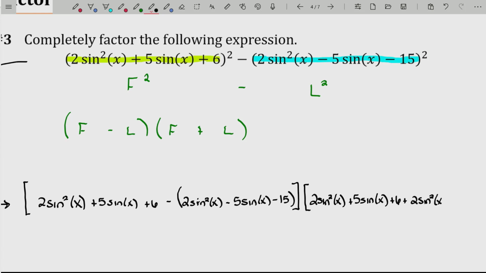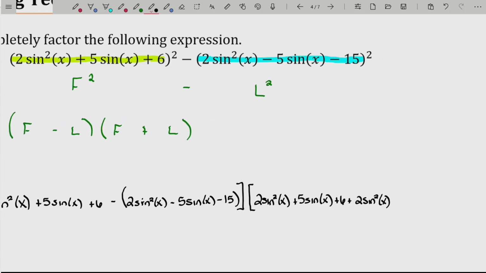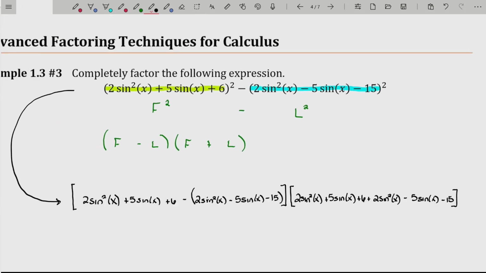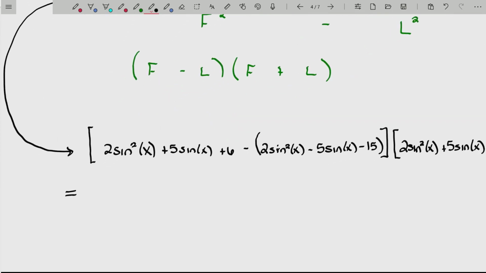So notice that when I'm adding first plus last, I don't really bother with the parentheses. You should know that you don't need parentheses when you're adding objects. It's the subtraction of objects that matters. So here we go. First minus last, first plus last. Now I'm just going to combine like terms. And notice the 2 sine squared here cancels with the 2 sine squared there because you're subtracting. The positive 5 sine of x adds another 5 sine of x. So we have a 10 sine of x. And we also have a positive 6 right there, and we're going to add to it 15. Minus a negative 15 is adding 15, so you have plus 21.